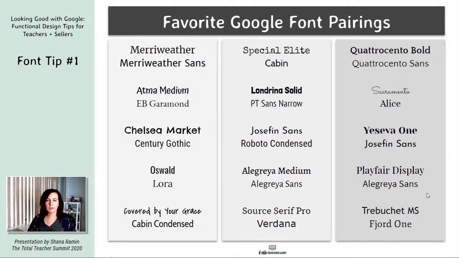Now, if you want a little bit more of a contrast, Londrina Solid and PT Sans Narrow is a good example of what I meant earlier by fonts that have similar properties, but that are also very different. Londrina Solid is obviously a bolder font, so that contrast with the lighter PT Sans Narrow works really well together. But it works really well also because of the similar properties. They're both a very narrow font, and the heights of the font are very similar as well.